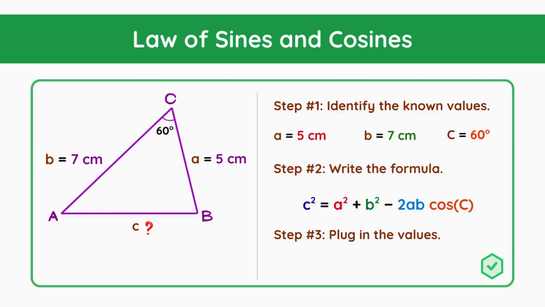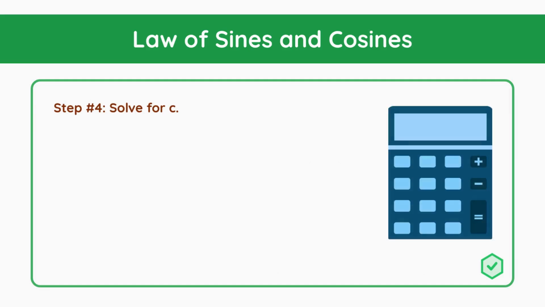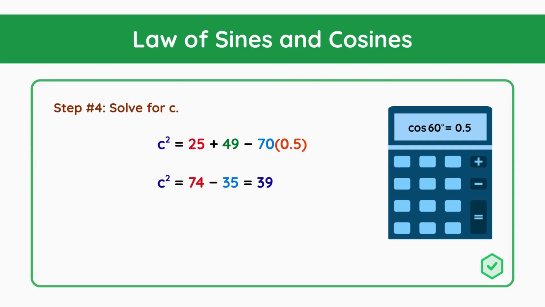Step 3. Plug in the values. C squared equals 5 squared plus 7 squared minus 2 times 5 times 7 times cosine of 60 degrees. Step 4. Solve for C. Evaluate each term. Cosine of 60 degrees equals 0.5. C squared equals 25 plus 49 minus 70 times 0.5. C squared equals 74 minus 35, which equals 39.